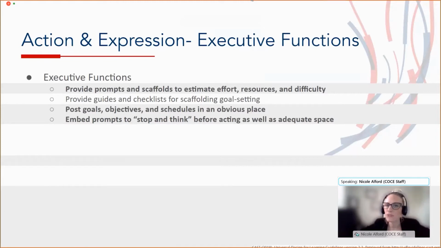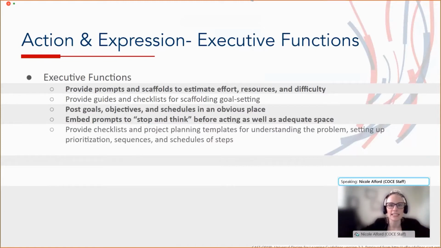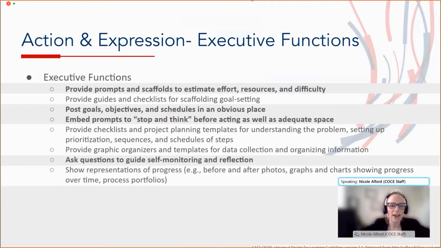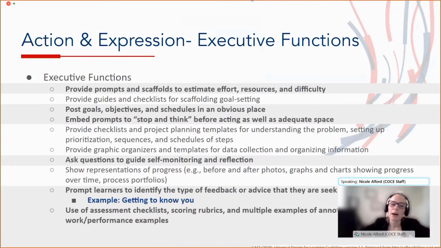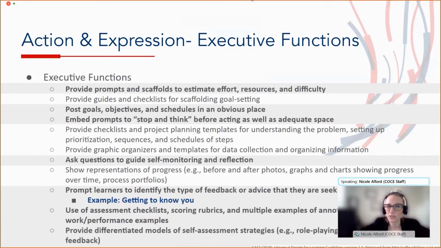They're always in the same place, every module, and it allows for that consistency, so they know what's going to come up and what's expected. Again, having that self-monitoring and reflection component, identifying the type of feedback they're seeking. Some students prefer a video if they want something more personal, maybe they want to see your face and hear audio feedback on their paper, or they prefer track changes. They want to see the actual spot on the paper where they can improve. So that can be part of a getting-to-know-you survey.